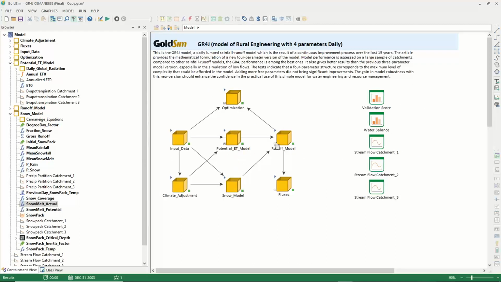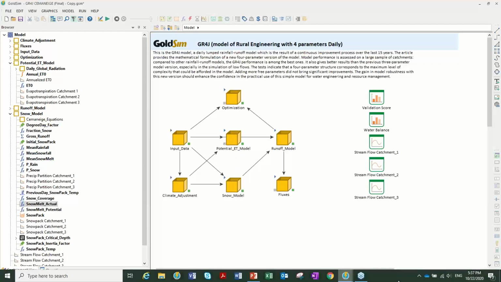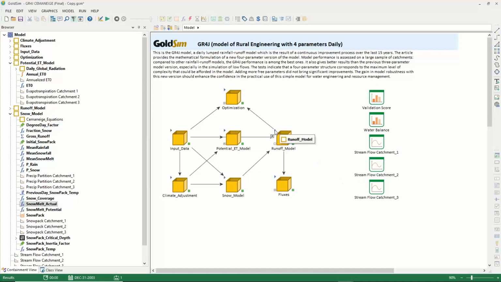Then we have the two forcing functions to run the GR4J model. Are we doing okay on time? Okay, I'm running a bit late.